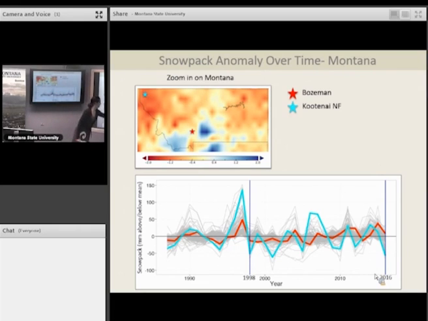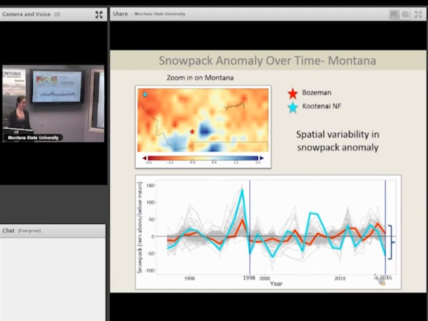And I think that's most obvious here looking at the projection for 2016, where all of those gray lines, some are below average, some are above average. Bozeman looks like it might be slightly above average, but not drastically so, whereas that upper northwest corner of Montana, it does look like the snowpack could be considerably below average.